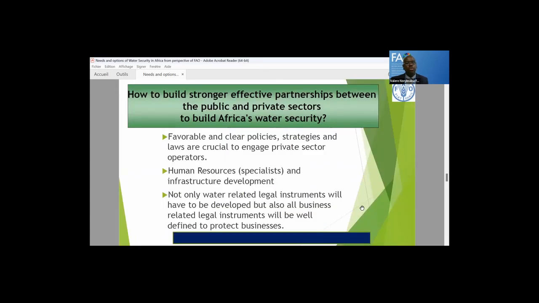Okay, how to build a strong partnership with the private sector. We need favorable and clear policies, strategies, and laws that will favor the private sector operators. We need human resources, the specialists, as I said before. But not only will water-related legal instruments have to be developed, but also all business-related legal instruments will be well defined to protect businesses. That's where the private sector will come. So next, please.